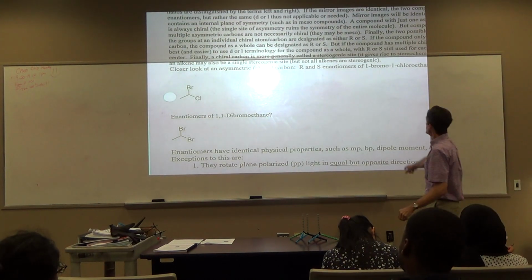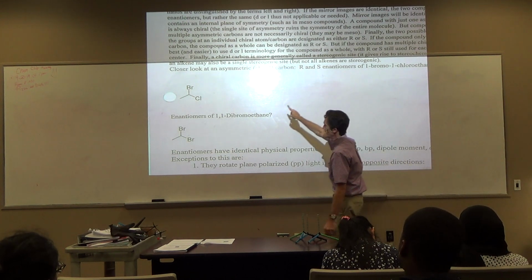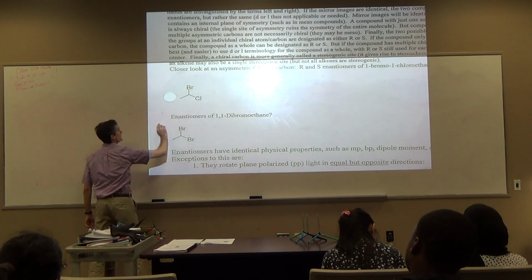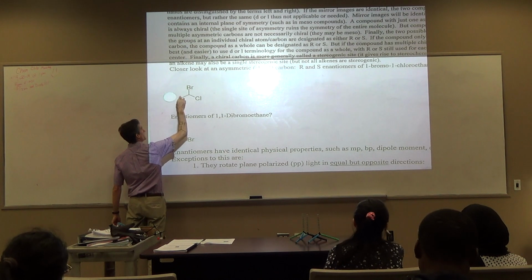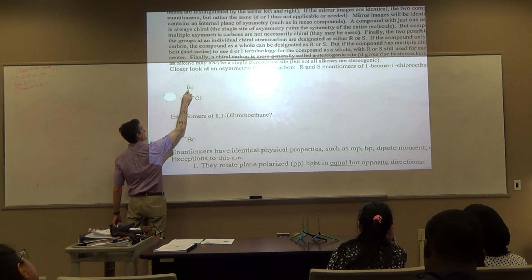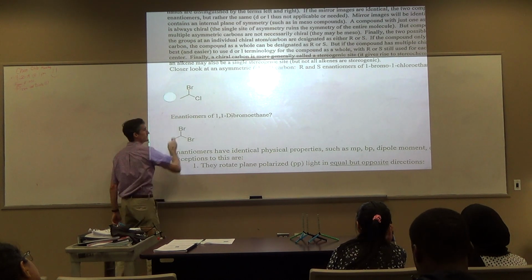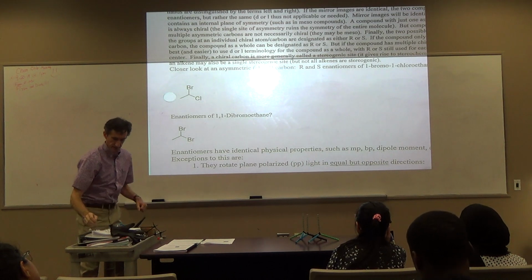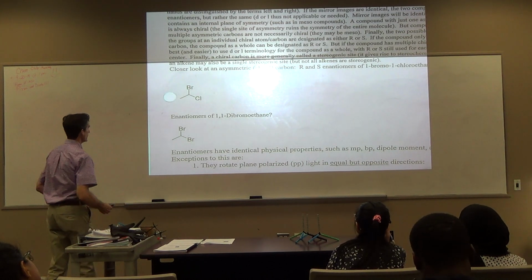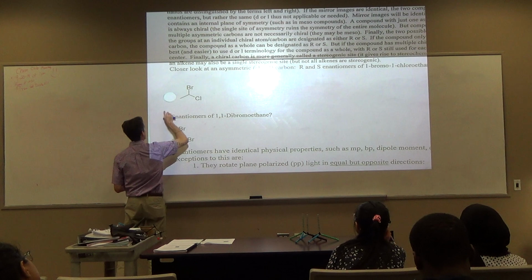Here we go. 1-bromo-1-chloroethane. Everybody agree that's the name of that? Yes. 2 carbons. This is the 1 carbon. 1-bromo-1-chloroethane. Yeah? Let's show the full stereochemistry here. So that's a tetrahedral carbon.